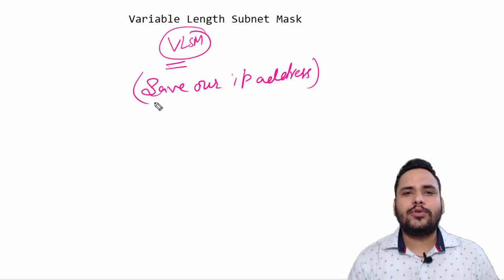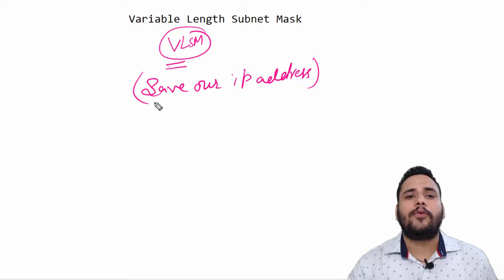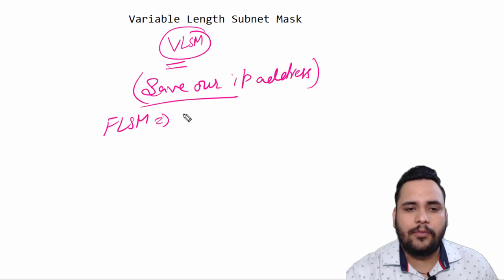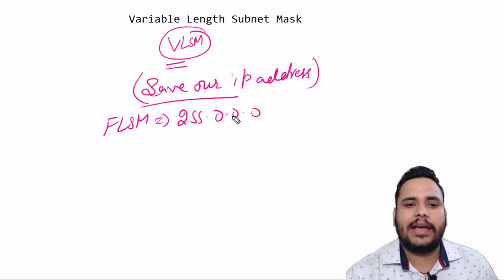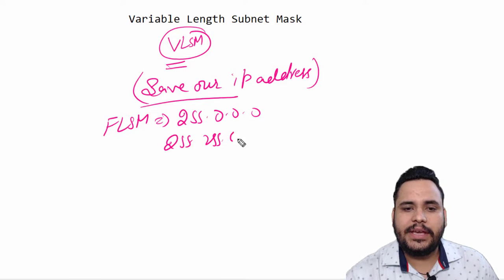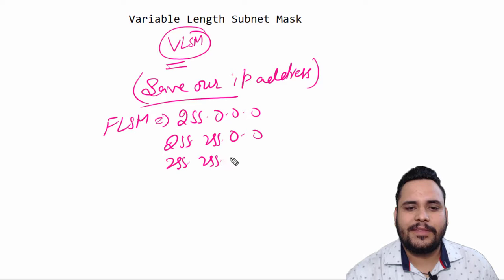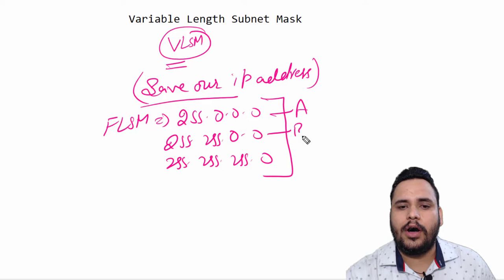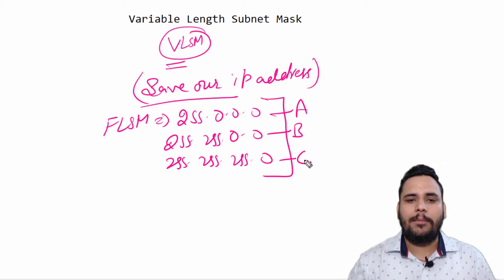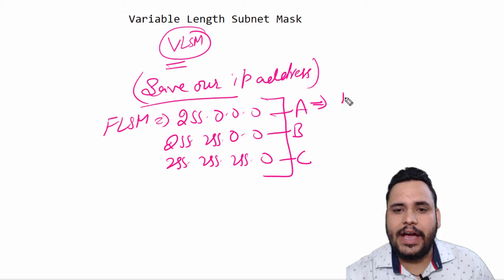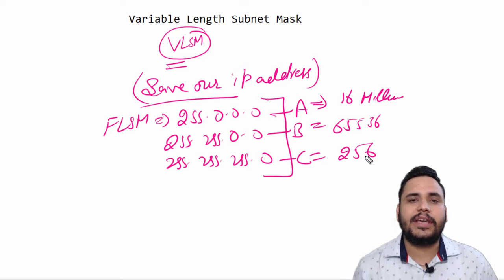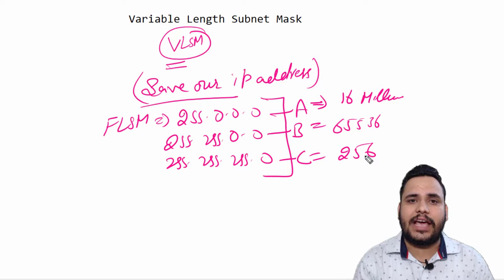So, how to save IP addresses with the help of VLSM? As we know, in FLSM we have a fixed subnet mask for A class, for B class, and for C class. So these are the subnet masks respectively for A, B, C class. And the problem is in A class we have 16 million IP addresses, and in B class 65536 IP addresses, and in C class we have very few, 256 IPs.